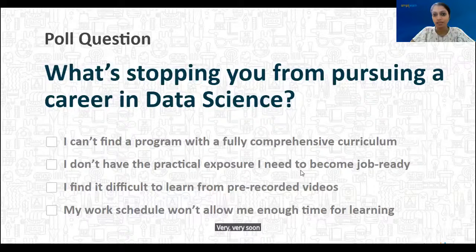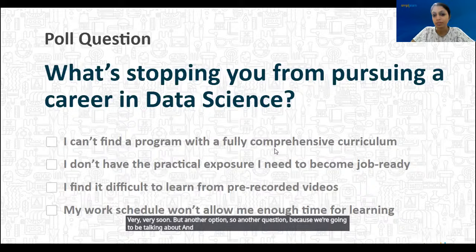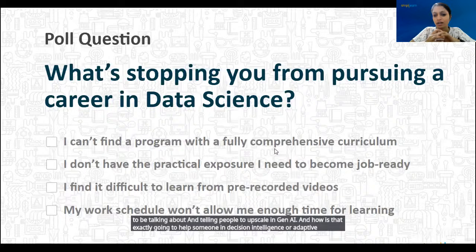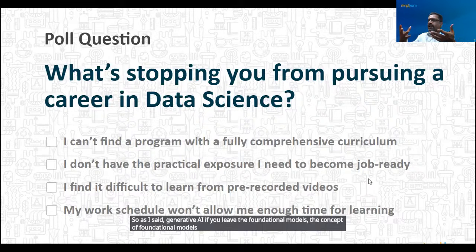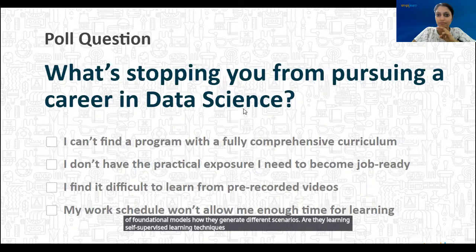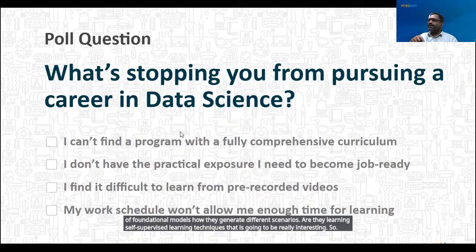But another question, because we're going to be talking about and telling people to upskill in Gen AI, how is that exactly going to help someone in decision intelligence or adaptive AI? So how is exactly generative AI going to play a role? So as I said, with generative AI, the concept of foundational models, how they generate different scenarios, they learn self-supervised learning techniques. That is going to be really interesting. So the reason and react agents, which are available in the market, there are multiple agent frameworks there.